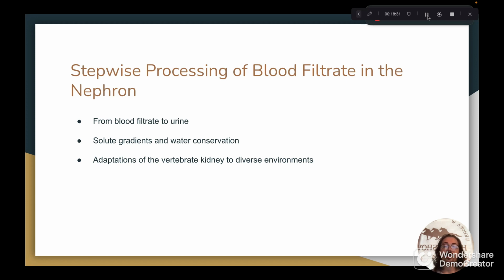And finally here, we can talk about adaptations of the vertebrate kidney to diverse environments. We'll start off with mammals. Mammals that often face the issue of dehydration typically have many juxtamedullary nephrons with very long loops of Henle because these adaptations allow them to produce highly concentrated urine and conserve as much water as possible. Mammals that live in aquatic habitats do not often face the issue of dehydration and typically have cortical nephrons that do not allow for the production of very concentrated urine.